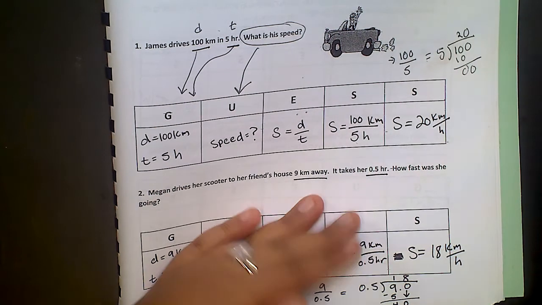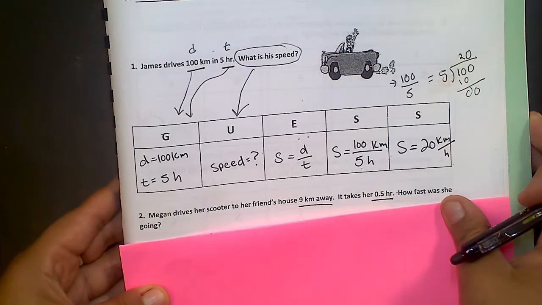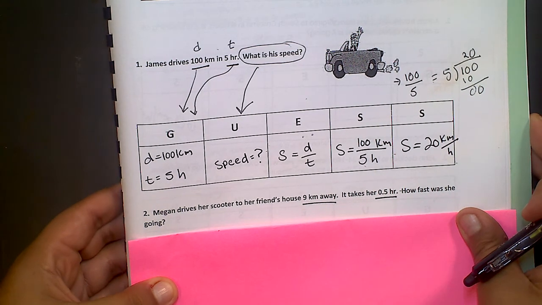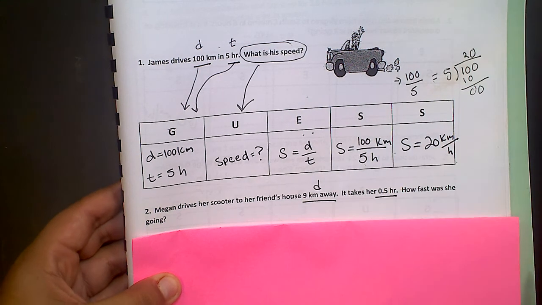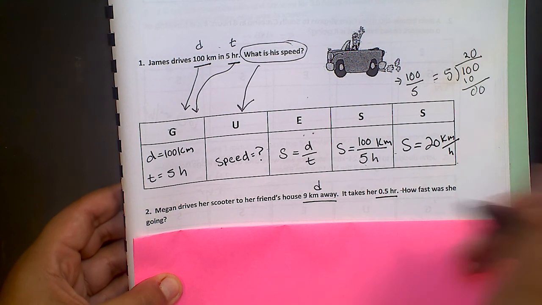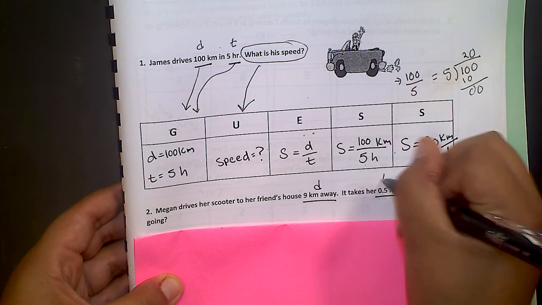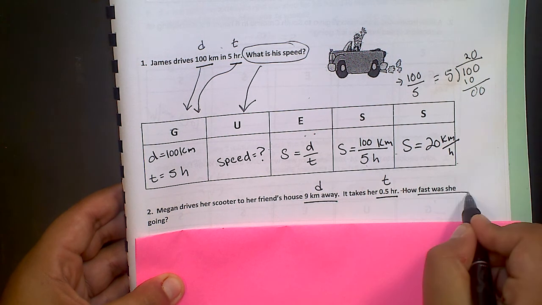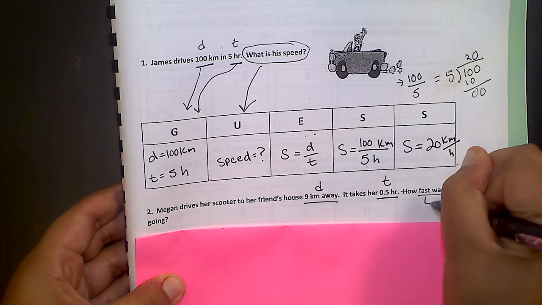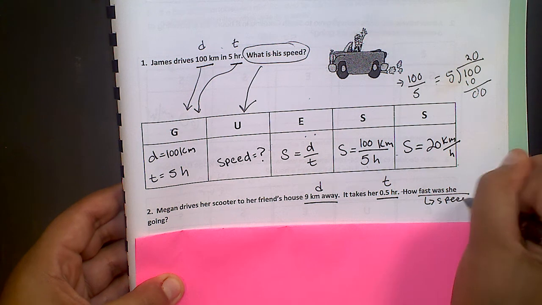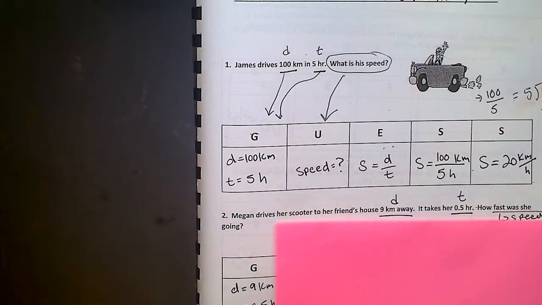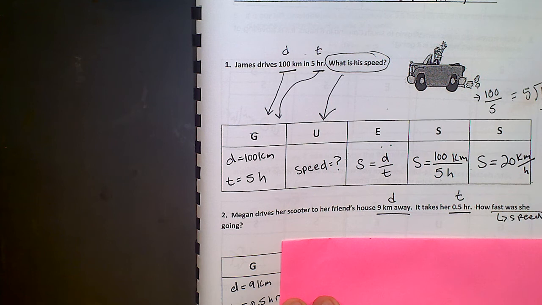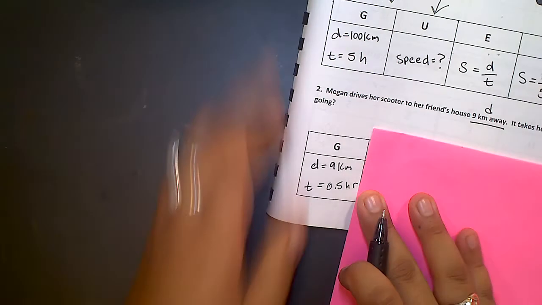So example 2 is: Megan drives her scooter to her friend's house 9 kilometers away. So I already know that's a distance. It takes her 0.5 hours. That's a time. How fast was she going? Fast is another word for speed. So let's use our GUESS method. We already labeled our D and our T.